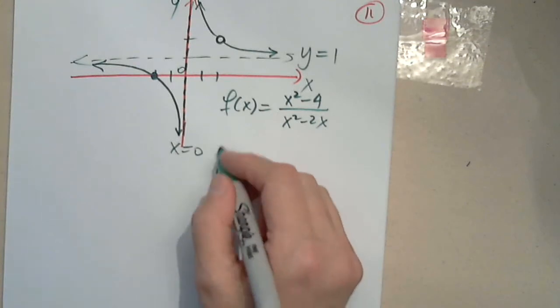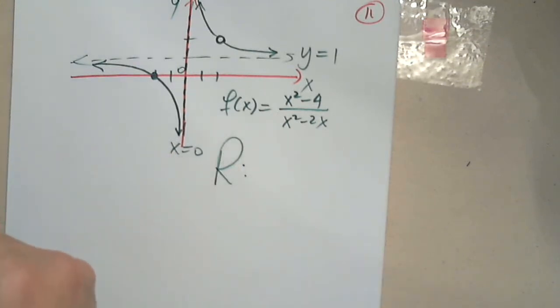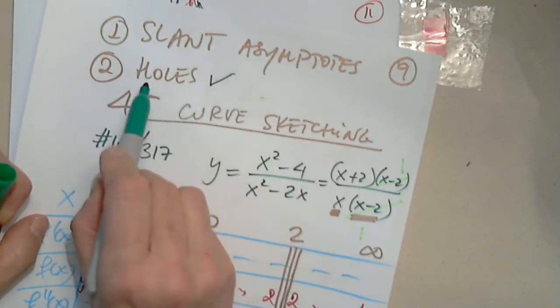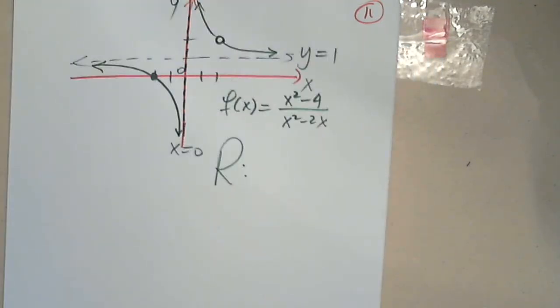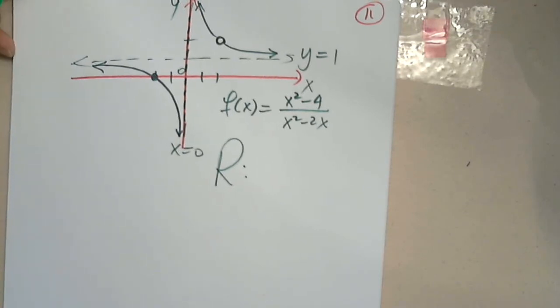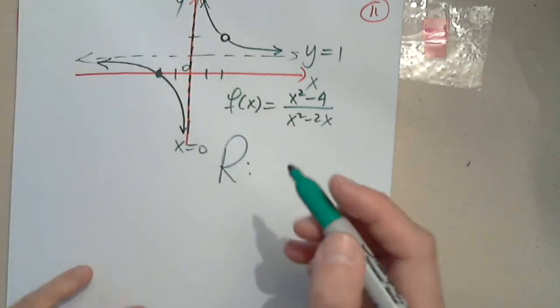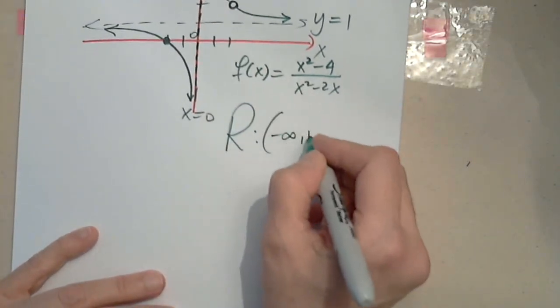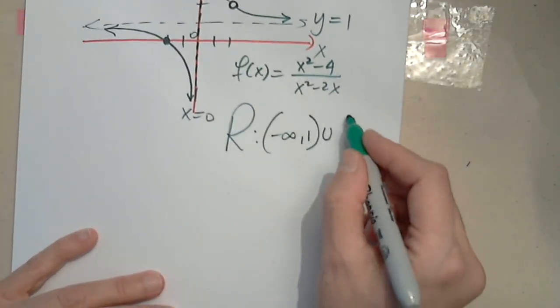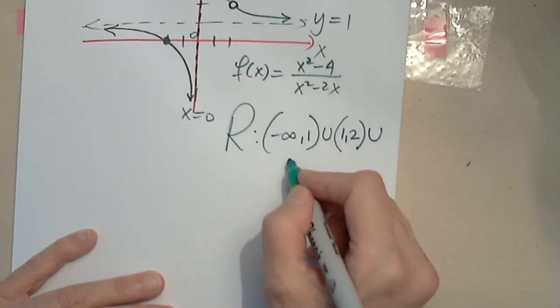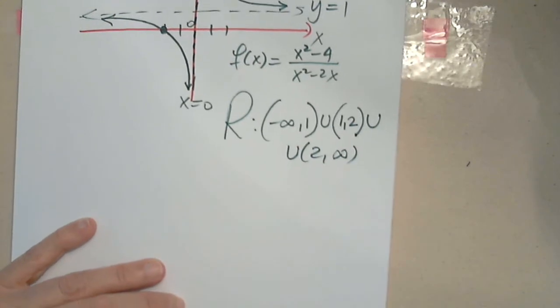Can anyone give us the range for this function? So we look at an example with a hole in the graph. Negative infinity to 1 and with 1 to positive infinity. Careful. Oh, yeah. Very good. So negative infinity to 1, perfect. Union 1 to 2, and union 2 to infinity. Very good.